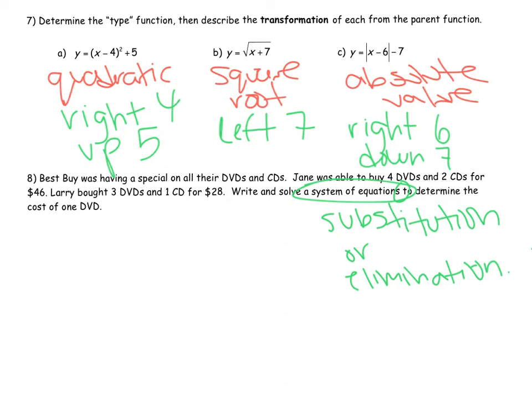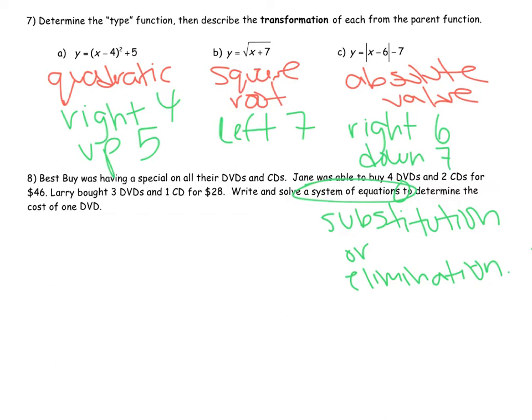Alright, so if you read the question, it's talking about Best Buy selling DVDs and CDs. And I realize probably none of you even use CDs. But anyways, we have Jane was able to buy 4 DVDs and 2 CDs for $46. We have Larry bought 3 DVDs and 1 CD for $28. And it asks you to write a system and then solve it as well.